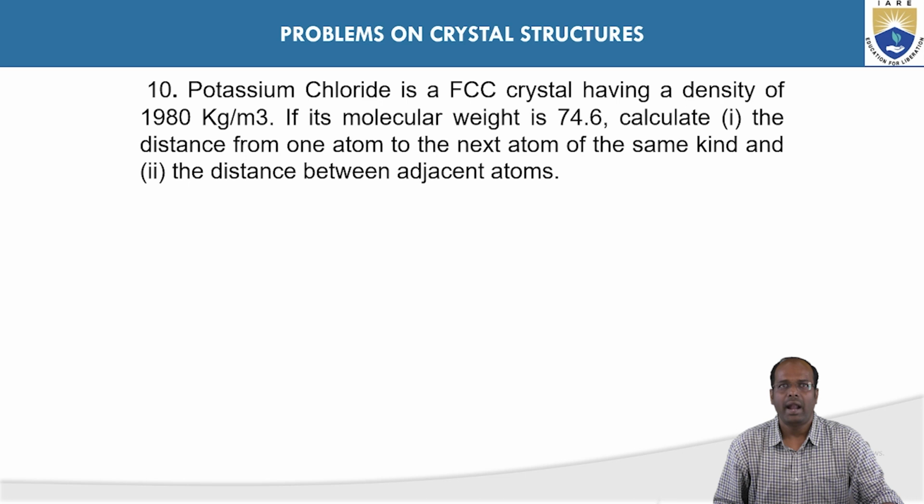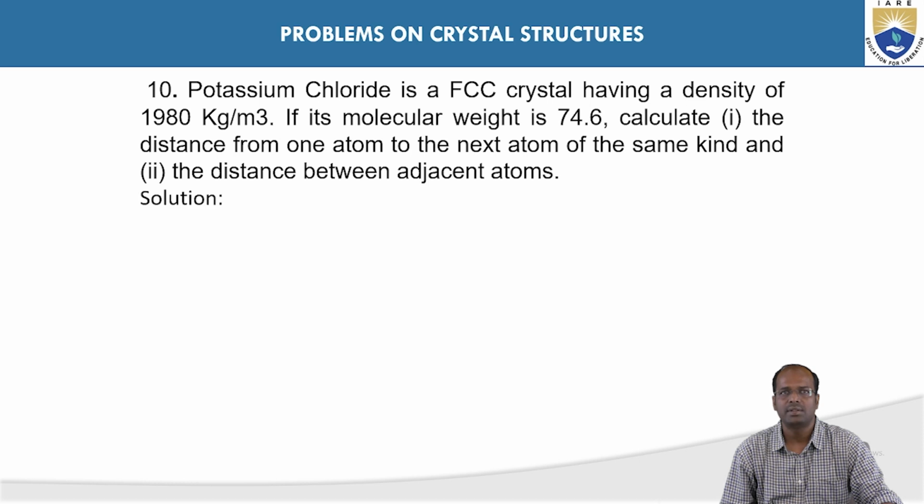This is the formula. And the last problem: potassium chloride, KCl, has a face-centered cubic structure, having a density rho equal to 1980 kg per meter cube, and the molecular weight is 74.6. Calculate, first, the distance from one atom to the next atom of the same kind. And second, they are asking for the distance between the adjacent atoms.